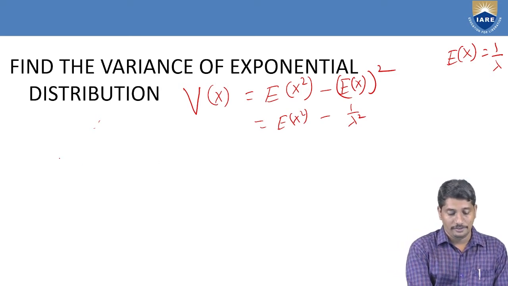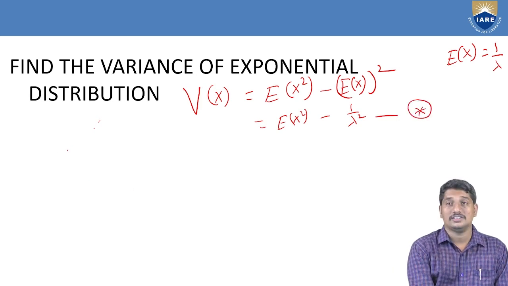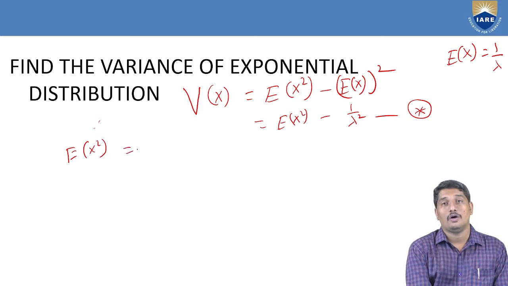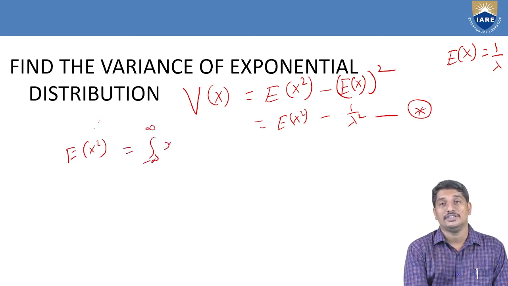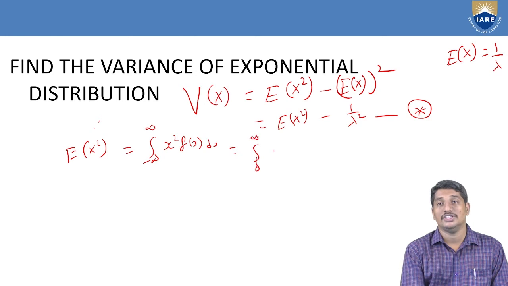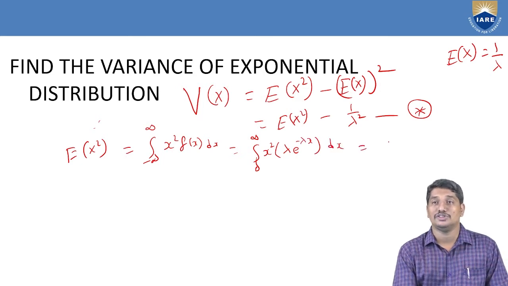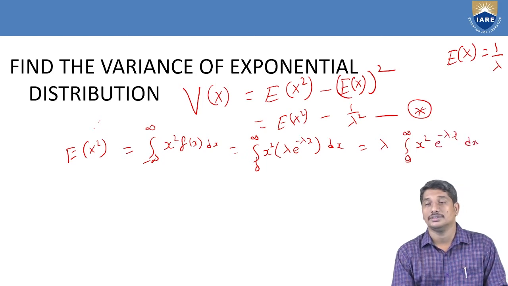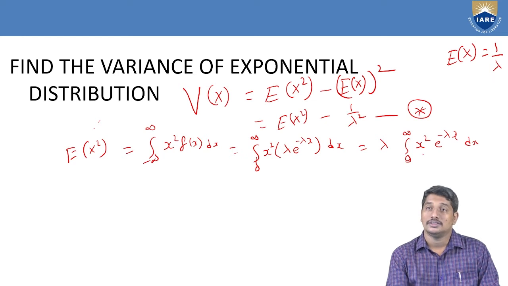Now let us name this as equation star and separately derive E of x square. According to the definition, minus infinity to infinity x square f of x dx. But for the exponential distribution it means 0 to infinity x square lambda into e power minus lambda x dx. And lambda being a constant, it can be taken out, so it becomes lambda times the integral 0 to infinity x square e power minus lambda x. Again, we have arrived at the step where the integrand is a product of polynomial and exponential. So polynomial into exponential means we have to apply Leibniz rule.